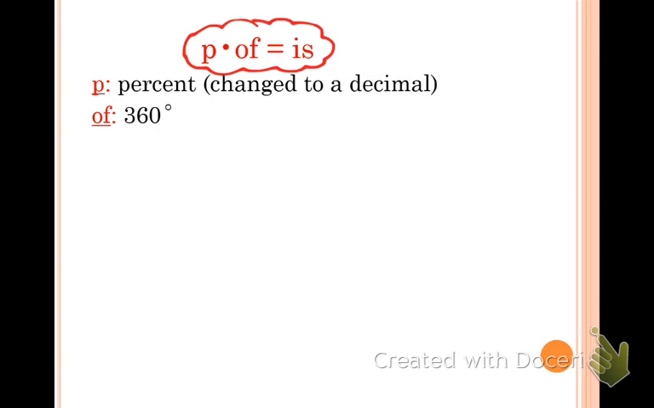But for this, the total number of degrees in a circle, we've already learned this, is how many degrees? 360 degrees. So then you know that will always be your of. You won't have to ever wonder or guess, is this my is or is this my of? The total number of degrees inside of a circle is going to be 360 degrees.